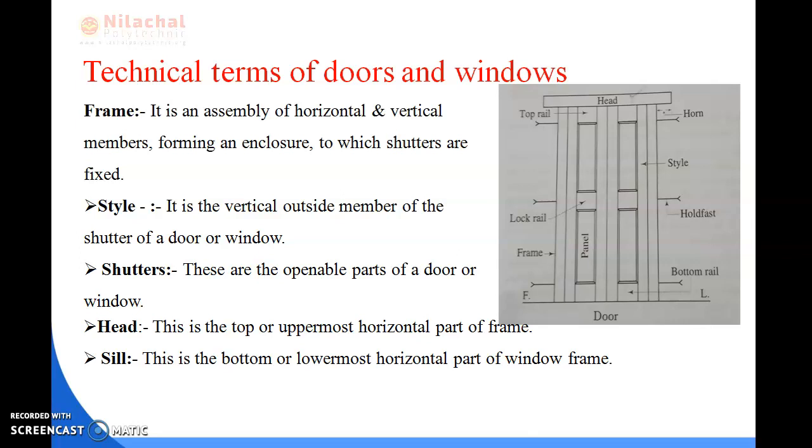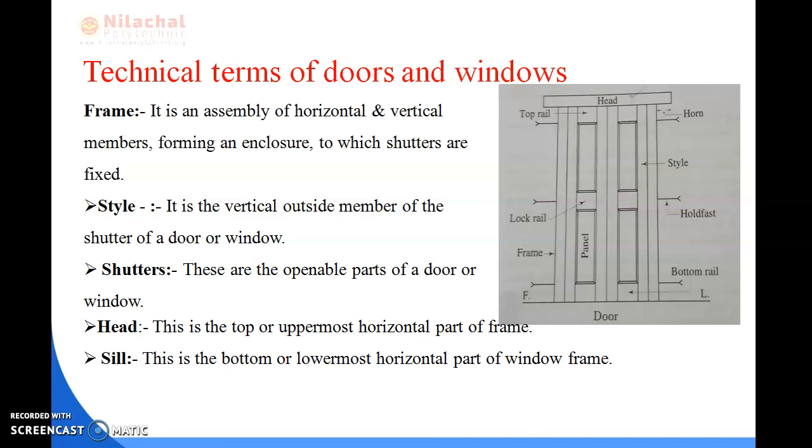Next one is the shutter. As I have already told, the window or the door is divided into two parts. First is the shutter, next is the frame. The frame I have already discussed. Then shutter. What do you mean by shutter? These are the openable parts of a door or a window. While we open the door, that part we call the shutter.